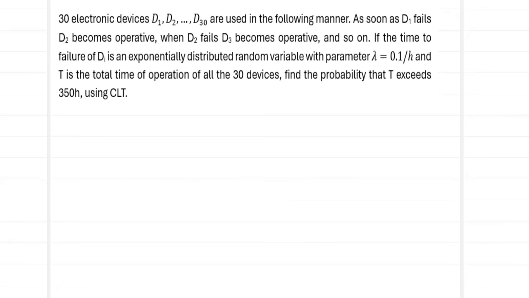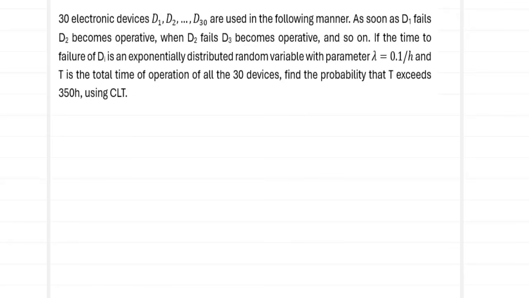The problem is there are 30 electronic devices D1, D2 up to D30, which are used in the following manner. As soon as D1 fails, D2 becomes operative. When D2 fails, D3 becomes operative and so on. If the time to failure of any component Di is an exponentially distributed random variable with parameter lambda equal to 0.1 per hour, and T is the total time of operation of all the 30 devices, find the probability that T exceeds 350 hours using central limit theorem.